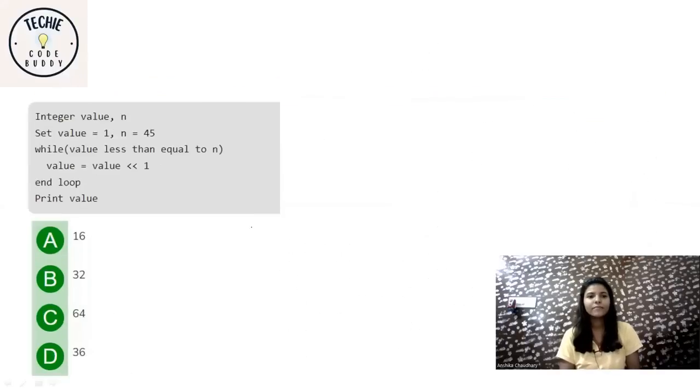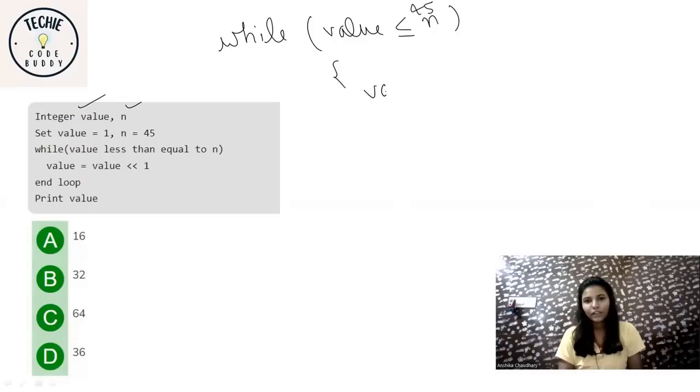The next question is: there are integers value and n, with value assigned 1 and n assigned 45. Now there is a while loop. What is it saying? While value is less than or equal to n, value is assigned value left shift 1. Here is the end of the while loop, and we have to print value here.